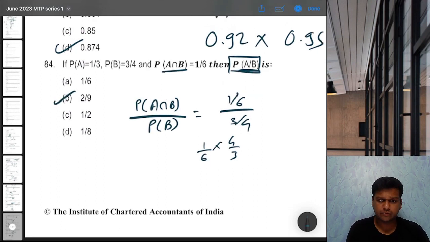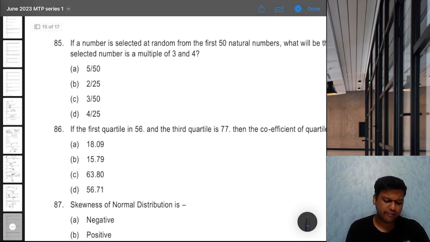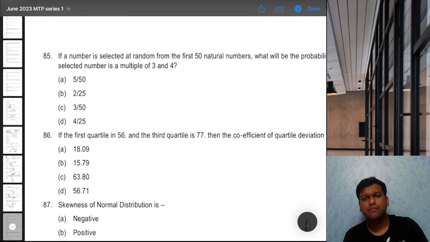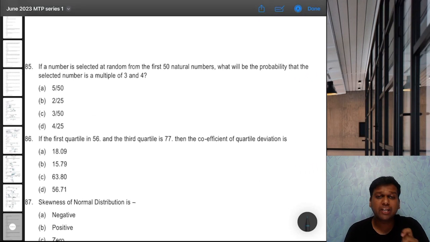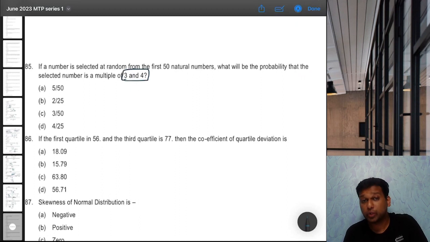Okay, 2 by 9. Next, 85. If a number is selected at random from the first 50 natural numbers, what will be the probability that the selected number is a multiple of 3 and 4? 3 and 4, both. What numbers are multiples of 3 and 4 both? What is 3 into 4? 12, right?